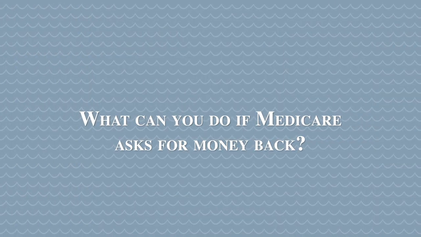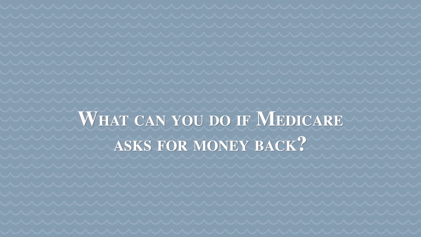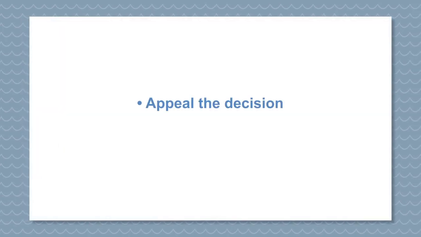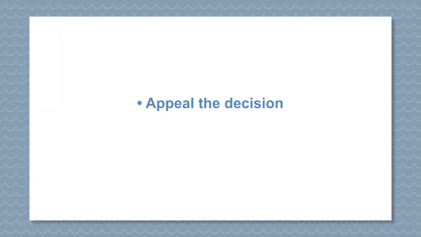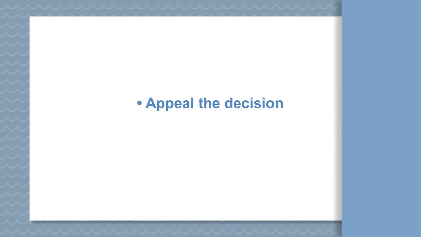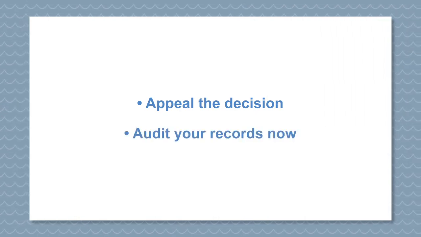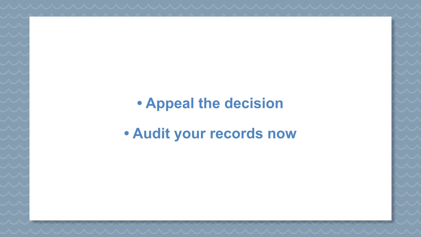What do you do if Medicare asks for your money back? If a Medicare contractor asks for documentation and follow-ups with a request for overpayment, you can always appeal the decision. Submit your appeal with any additional documentation related to the services or explain any gaps in documentation. Most important, work now to confirm you have what's needed in medical records to ensure that never happens.